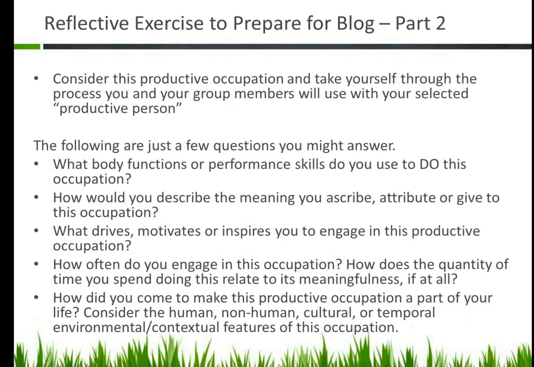Part two of this exercise is to then consider this productive occupation and take yourself through the process that you and your group members are going to go through with your selected productive person. So these are some of the questions. You've got the assignment. I'm not going to repeat that here. You can go through and read the three parts to the assignment. Remember, the first part is really just about describing who the person is, but it has a lot of pieces to that in terms of getting a nice, rich, yet brief description of this person.